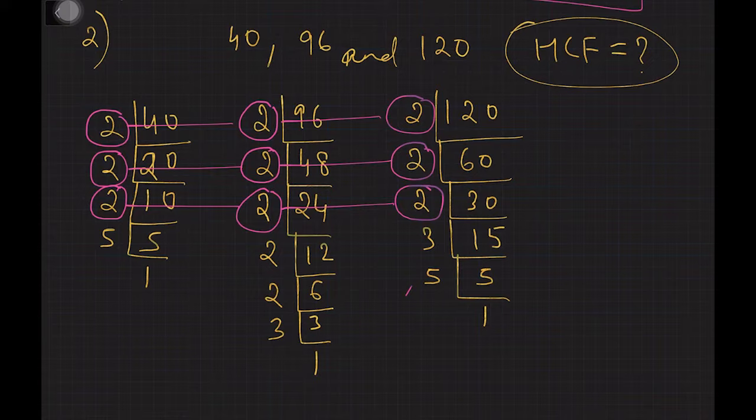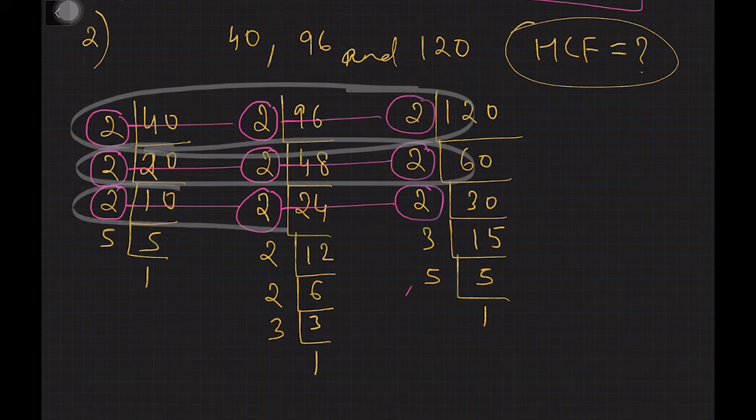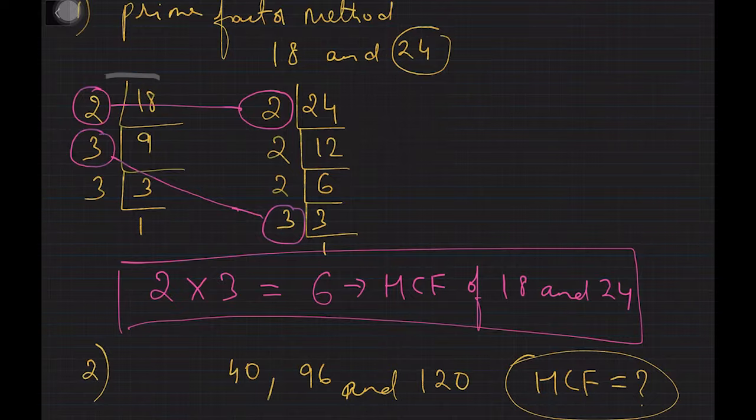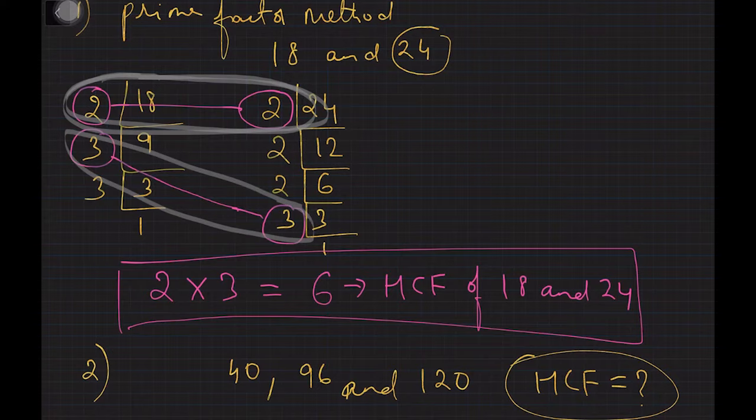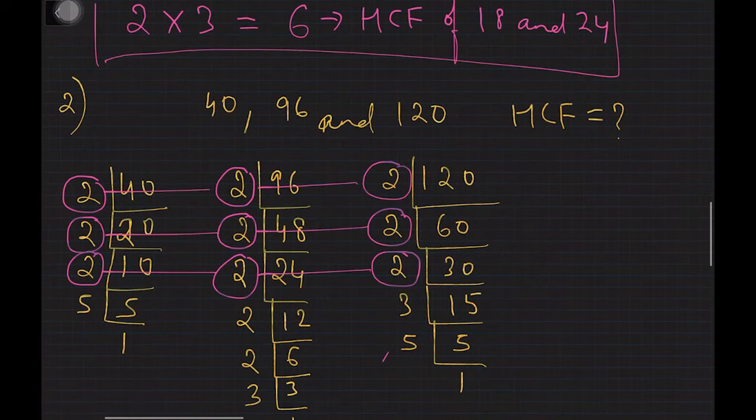Yeah, so let us write the common prime numbers. So we need to pick only one. This chain is there, so we need to pick only one 2 from this chain. The second chain we need to pick only one 2. Third chain we need to pick only one 2. Here also we picked one number from each chain. So we picked one number from this chain and we picked one 3 from this chain. So then we multiplied the numbers and we got the HCF.